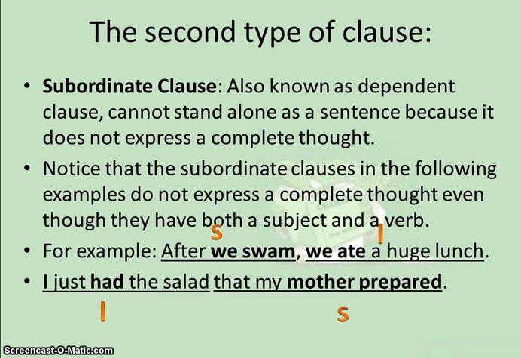The second type of clause is the subordinate clause, also known as dependent clause. It cannot stand alone as a sentence because it does not express a complete thought. Notice that the subordinate clauses in the following examples do not express a complete thought, even though they both have a subject and a verb. So after we swam, that is a subordinate clause because of the word after. After we swam, we did what? Okay, so it's kind of looking for more.